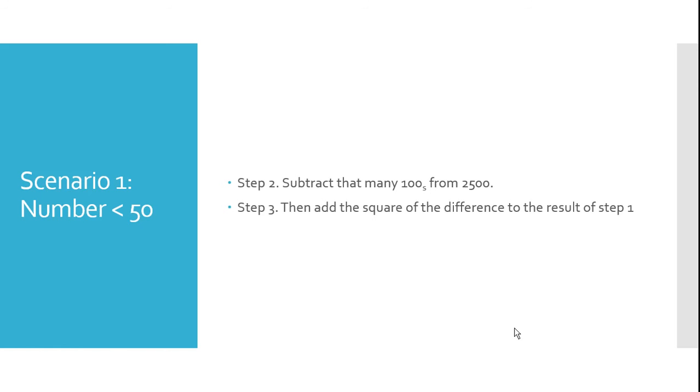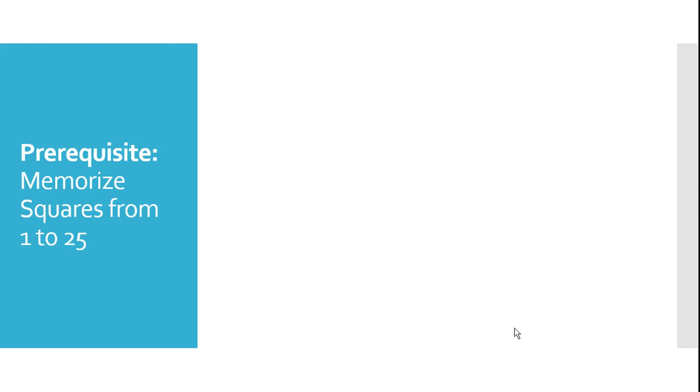If the number is lesser than 50, what do we do? The only difference is that there we were adding things, here we will subtract. So here we subtract that many hundreds from 2500 as the difference of the number and 50. And the next step is the same, we add the square of the difference to the result of the previous step. I'm sure you must be a little lost because I have not given any example yet, because I wanted you to imbibe the method first. Now let me share with you the example.